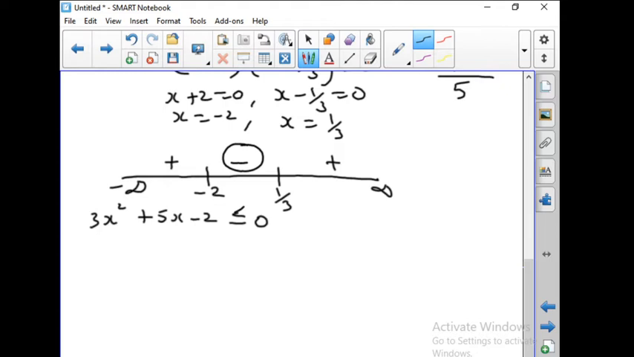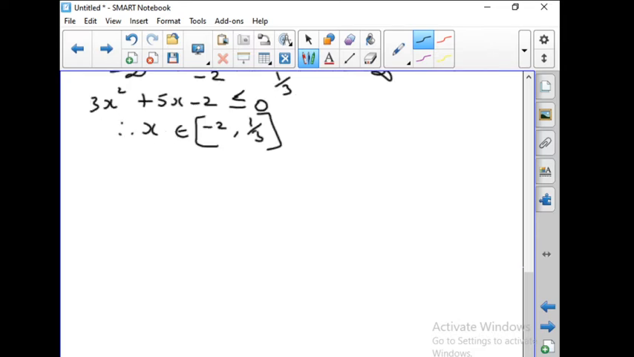So x belongs to, we use a square bracket, [-2, 1/3]. Okay, so x belongs to [-2, 1/3]. We are choosing this interval because we are having less than or equal to, so less than or equal to means it is minus, so we are selecting the interval which has minus sign, and in the question we are having less than or equal to, so we are using the closed bracket. Okay, now we'll go to the next example.